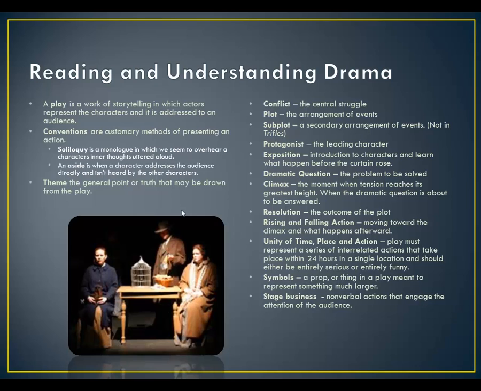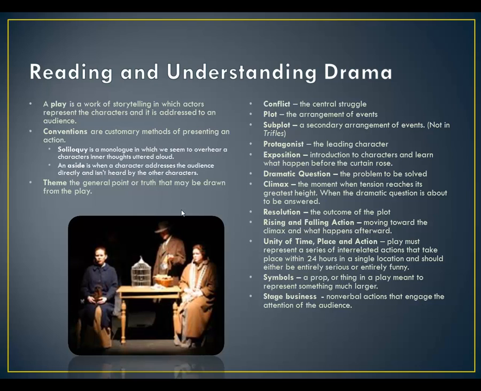That's where a protagonist or a main actor will step aside and give a monologue in which we seem to overhear that character's inner thoughts, but they're uttered aloud. One of the most famous ones is Hamlet's "to be or not to be" speech. Or an aside is when a character addresses the audience directly, and even though they might be standing right next to a character, to the other character they're talking about, the other character doesn't hear them. So it's just between the character and the audience.